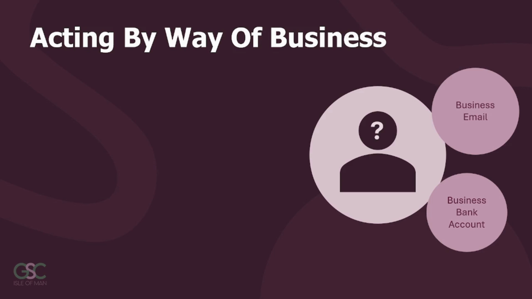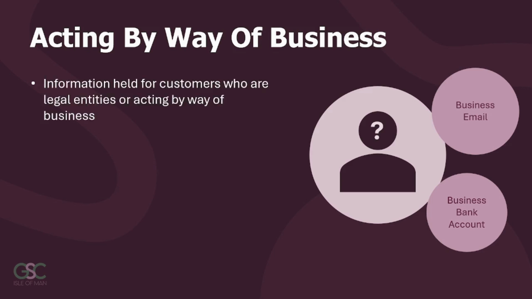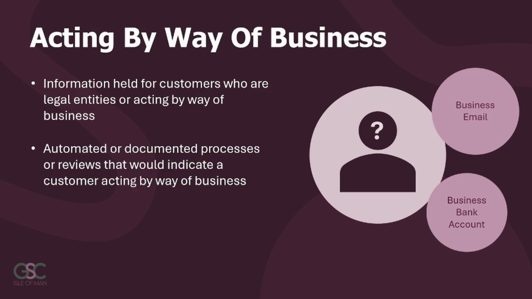Here are some examples of things that you could use to demonstrate your effectiveness. We're looking for examples of information held for customers who are legal entities or acting by way of business, demonstrating that the correct information has been collated for them. You must ensure you demonstrate the automated or documented processes and reviews that are taking place that could indicate a customer is acting by way of business, which has prompted further investigation.